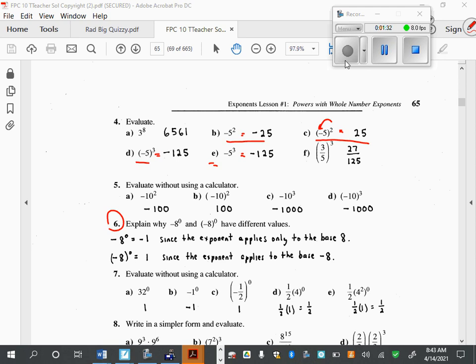1 or 0? 1. Okay, so hopefully you can see why this one is negative 1 and this one is positive 1. This one has a negative sign, just leave it out in front. This one, the negative sign is in the brackets. So that whole thing turns into the number 1. Okay?